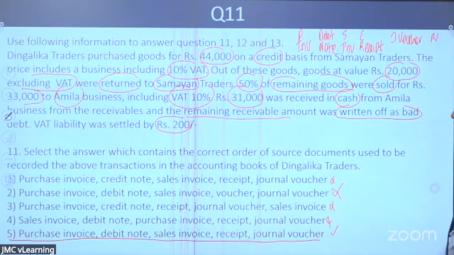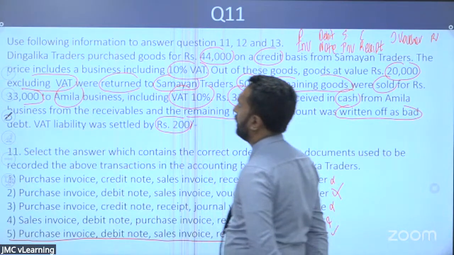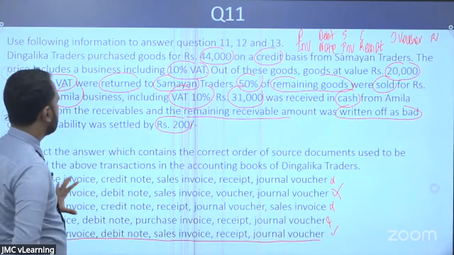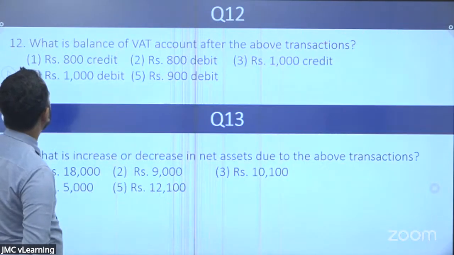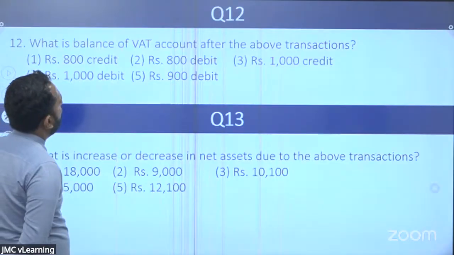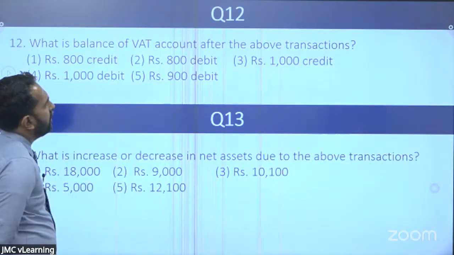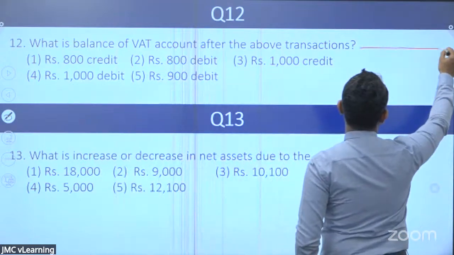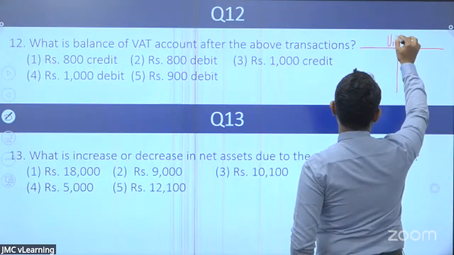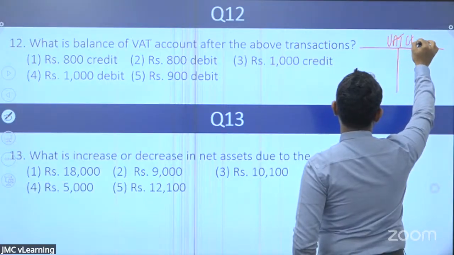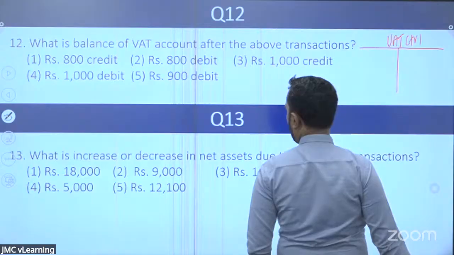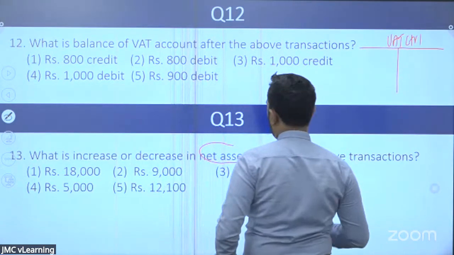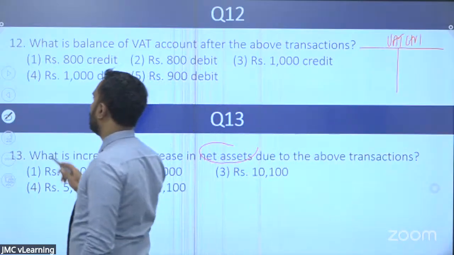Okay. Let's see the other two questions. You're done with the first part. What is the balance of the VAT account after the above transactions? So we need to open up the VAT account. What is the increase or decrease in the net assets due to the above transactions? Let's see.